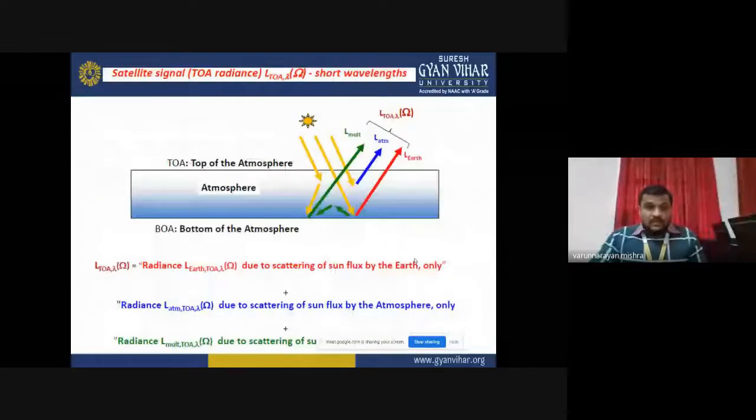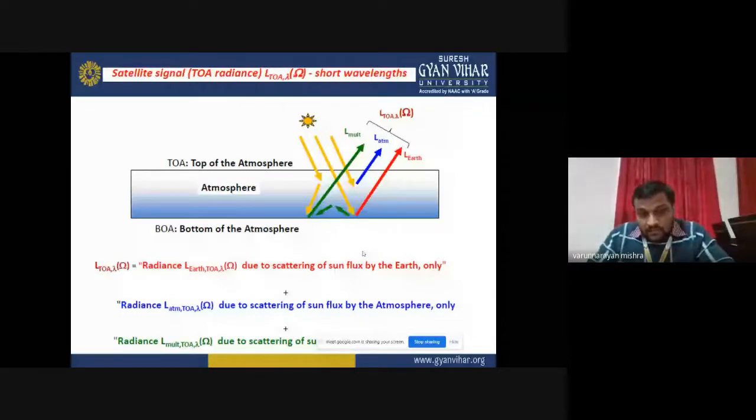Okay, the amount of energy absorbed in the upper atmosphere and the lower atmosphere, whatever energy is reaching the Earth's surface, we can use to calculate the bottom of atmospheric reflectance, and whatever energy we consider at the top of the atmosphere is considered the top of atmospheric radiance. So TOA and BOA, these two terms are very important. This is the amount of electromagnetic radiation calculated at the top of the atmosphere as well as the bottom of the atmosphere.